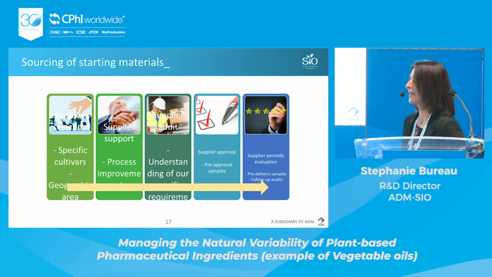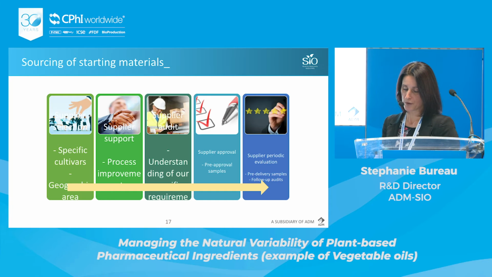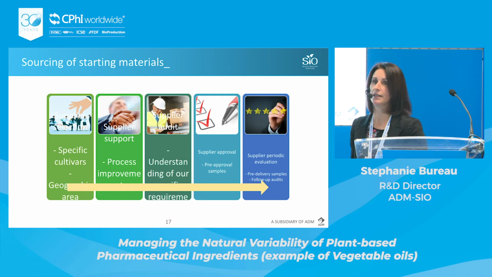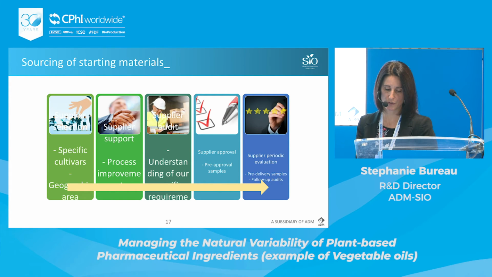Prior to the supplier audit and the approval, we have a phase of pre-approval where samples are deeply characterized by our QC and R&D lab. And once the supplier is approved, it is regularly audited. And for each production batch, we receive a pre-delivery sample that is characterized by the QC lab to have the agreement prior to the delivery of the starting material.